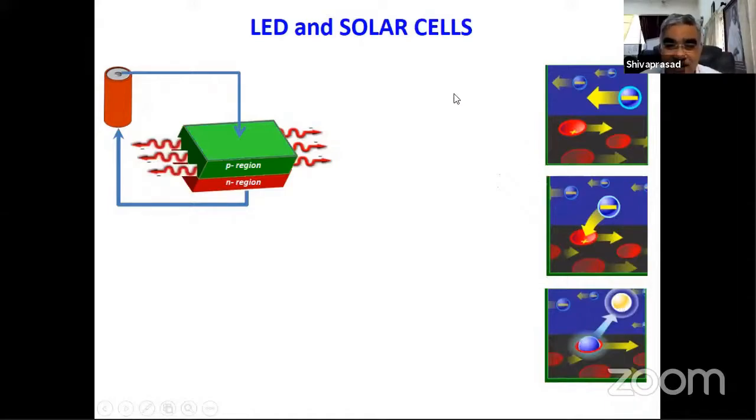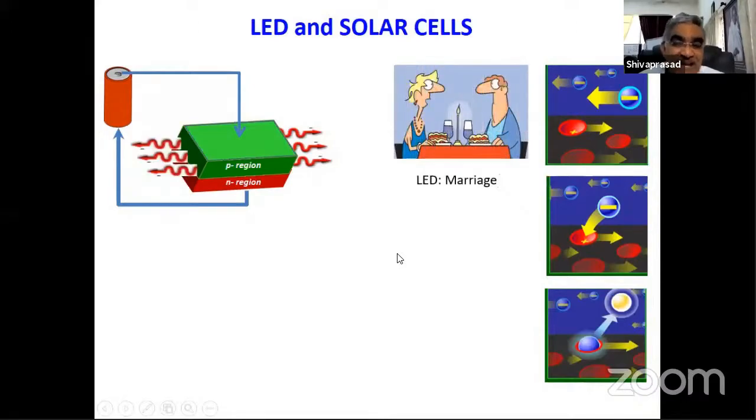So like we talked earlier, this happens in a semiconductor. That is how LED is produced. Light is produced. So the LED is the case of a marriage, right? When the electron and holes combine, they get married.